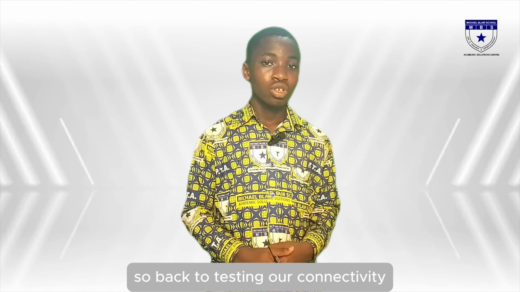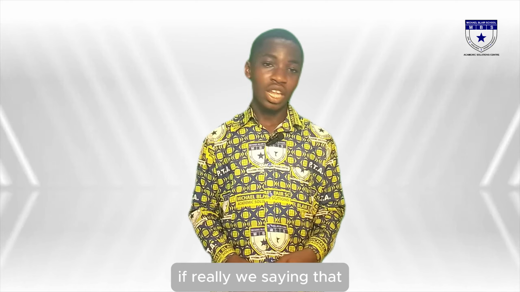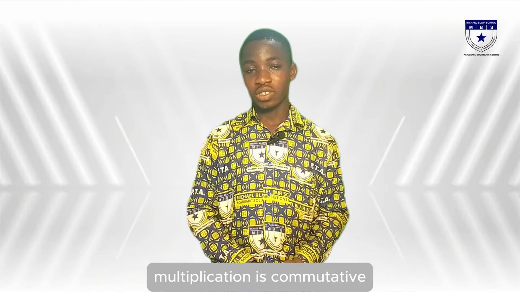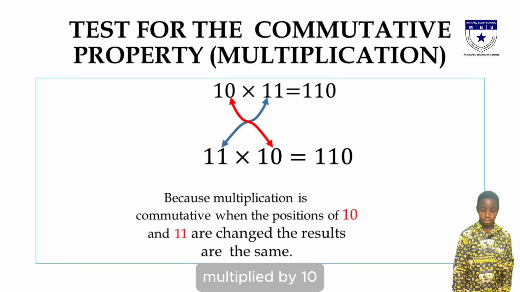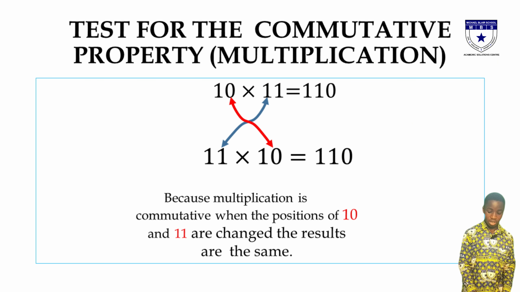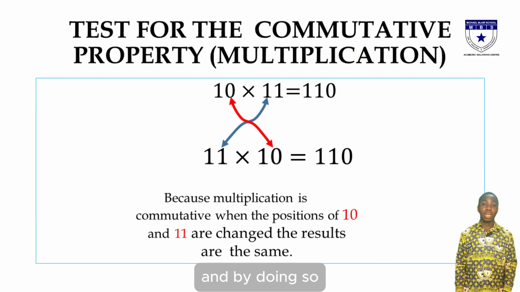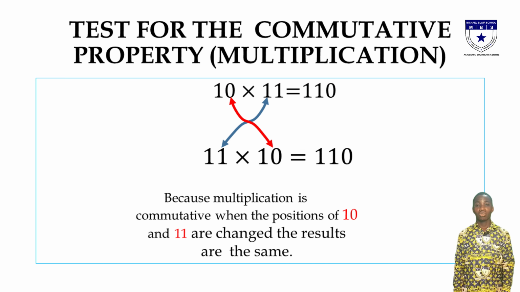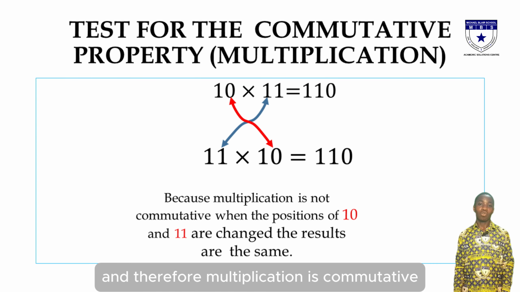So back to testing our commutativity. If really we're saying that multiplication is commutative, then 10 multiplied by 11 should give us the same answer as 11 multiplied by 10. 10 times 11 is 110. 11 multiplied by 10 is also 110. And by doing so, you realize that both sides of the equation are equal, and therefore multiplication is commutative.